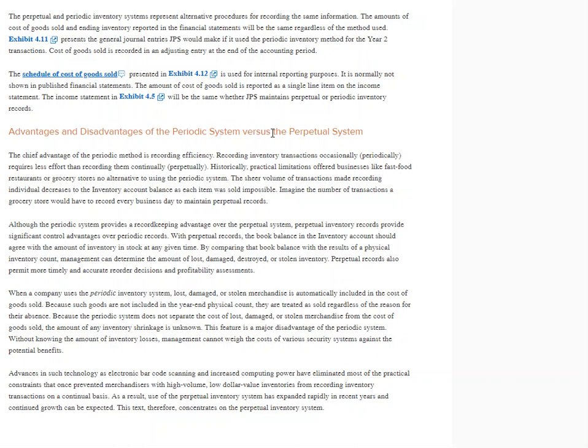So that's an example of a type of business where it may not be practical to try to do perpetual inventory. Well, I mean, you could mathematically compute the cost of each and every pickle and each slice of cheese and the cost of the bun, but the burden of doing that, I think, would outweigh any potential benefit from using the perpetual system. So that would be an environment where we'd probably see a periodic inventory system.